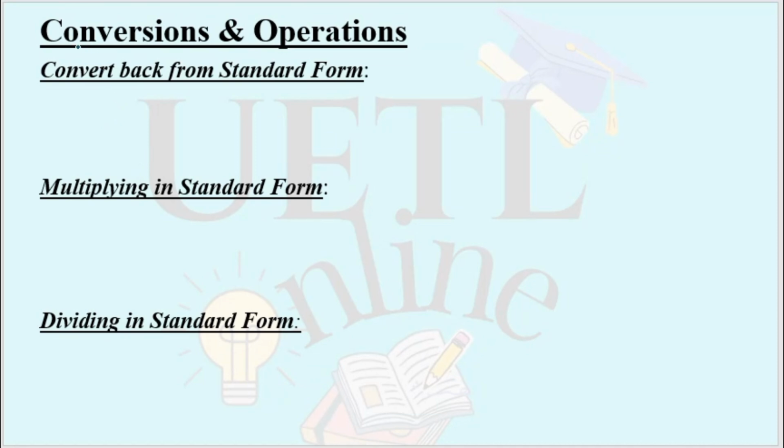Let's look at our last concepts, which are conversions and operations. The first one here is to convert a number from standard form back to ordinary form. We are going to do one example for a large number and one example for a small number. Let's say I am given a large number, which is 4.1 times 10 to the power 4. You are being asked to change this number to ordinary form. It is in standard form, right? So you're going to change it to ordinary form. How do we do that? We take this number 4.1 without the comma.